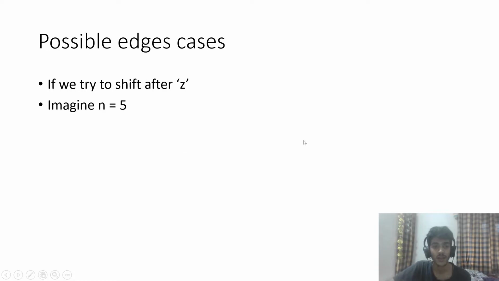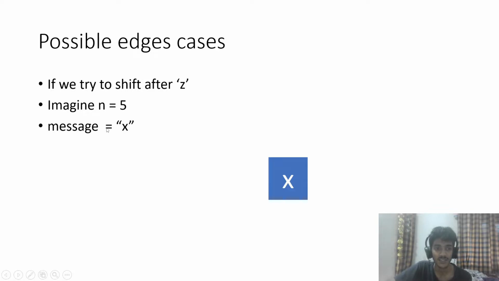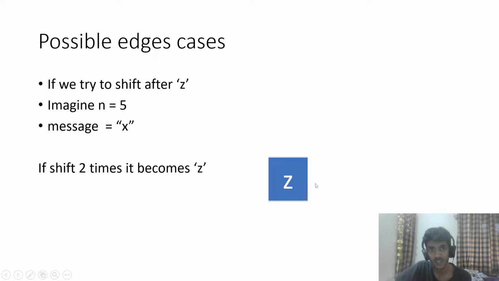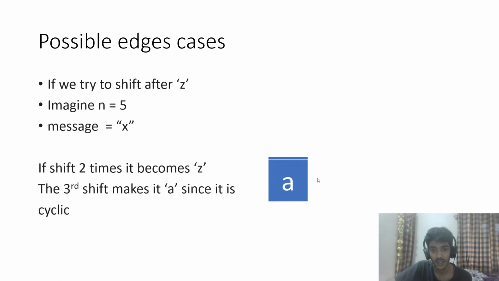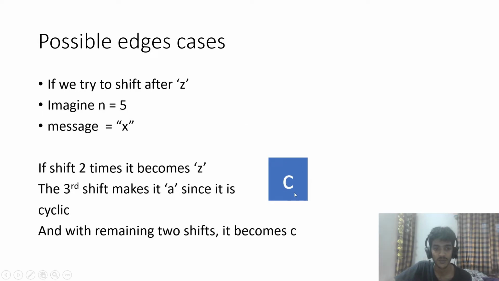It's that simple. And we need to consider the edge cases, like when we try to shift after Z. So imagine n equal to 5, and the given message is simply x, a one character string. If you shift it 2 times, it already became Z, right? Now after Z, if we shift, it becomes A, because in the question it was told that it is cyclic. So after Z, it would come to the initial part of the alphabet set, so it's A. Now we shifted 3 times, and we need to shift 2 more times to make it 5. So if we shift it 2 times, it becomes C. So x could be encrypted as c with n equal to 5 because of the cycling effect.